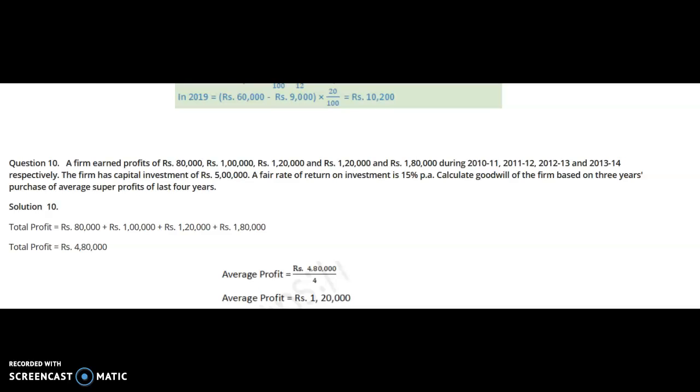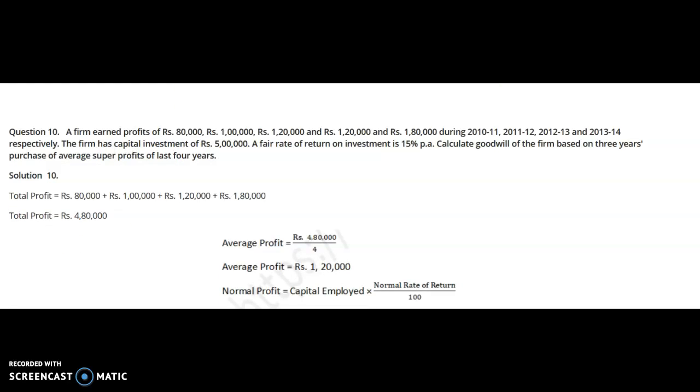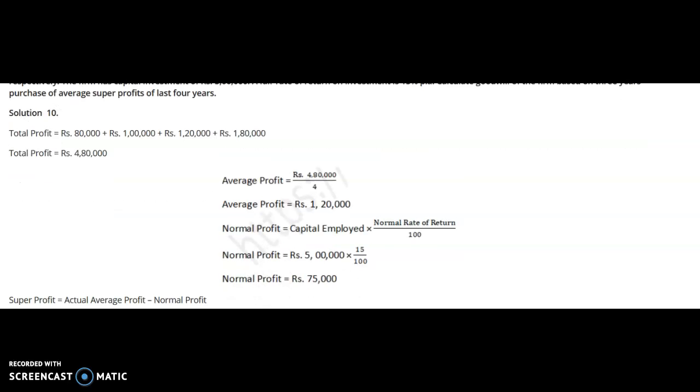You have to find out the average super profits, and super profit means the actual or average profit less the normal profit. For that purpose, you have to find out first the normal profit. How will you find the normal profit? Normal profit is found from the amount of capital investment and the rate of return on that. In the business, there is an investment of rupees 5 lakh and the rate of return is 15%. So you would calculate that 75,000 is the normal profit.